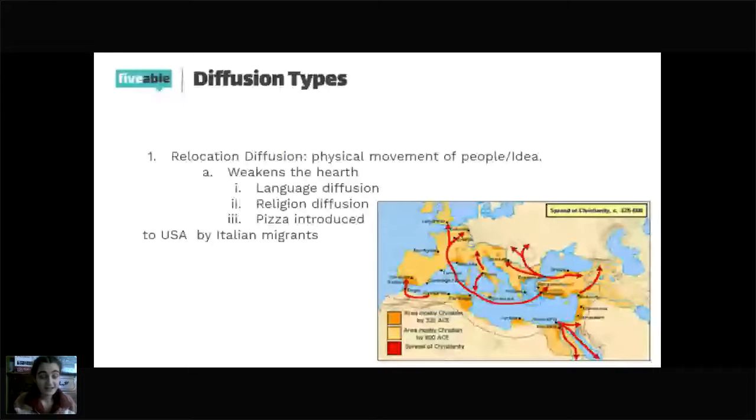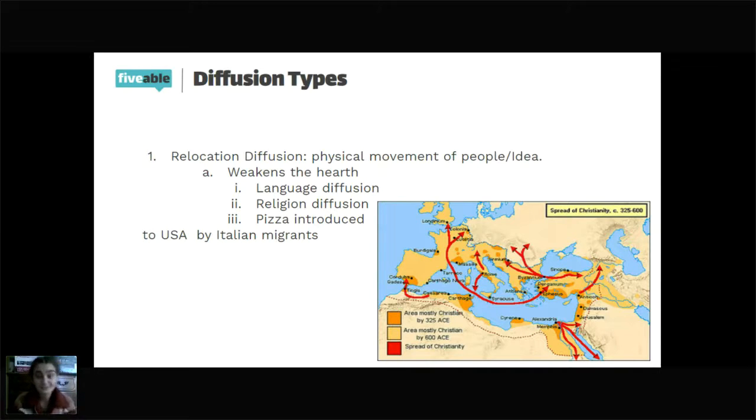But with relocation diffusion, the number of people adopting that faith or idea does not really increase, because it's the same number of people moving to another place. The number of people adopting this new idea is not increasing. We have to understand that. Of course, when a lot of people take the same idea into another place, it's going to diffuse from there, but the relocation diffusion itself is just the movement of people from the Hearth to another region.